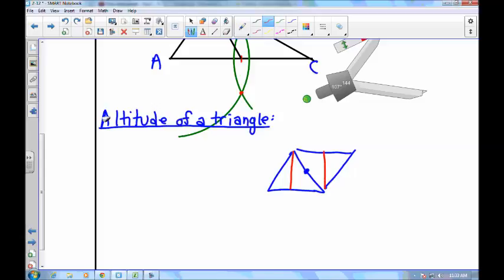And do you remember an altitude intersects the floor or the ceiling? It has to intersect at a certain degree. Altitudes intersect at what degree? 90 degrees. It's perpendicular, intersects at 90 degrees.